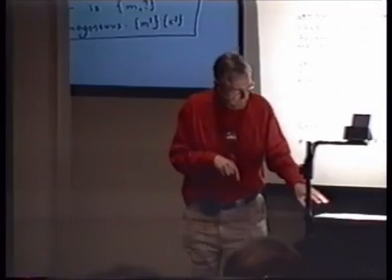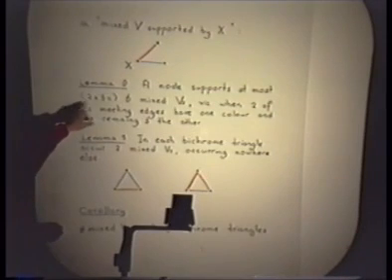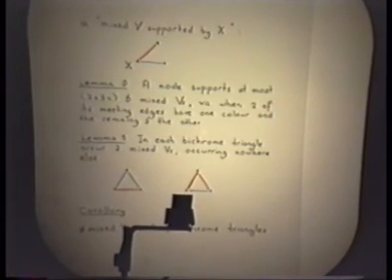So the theorem is that a node supports at most 6 mixed V's, where 6 is formed as 2 times 3. That is when 2 of its meeting edges have one color and the remaining 3 the other. So there we are.